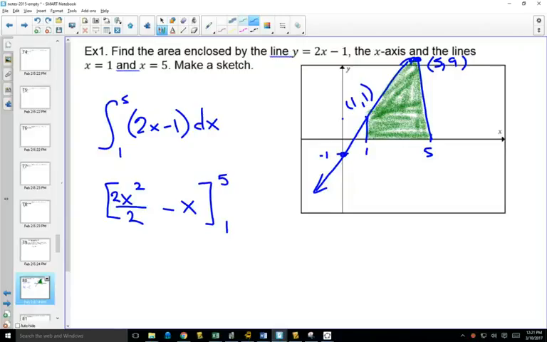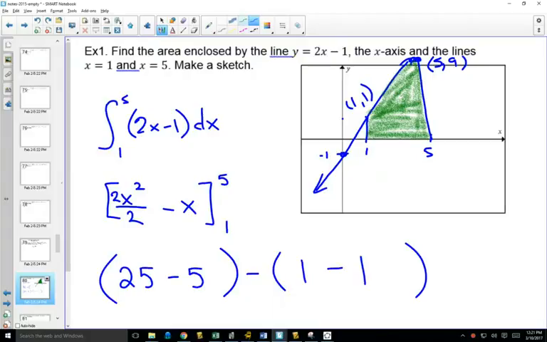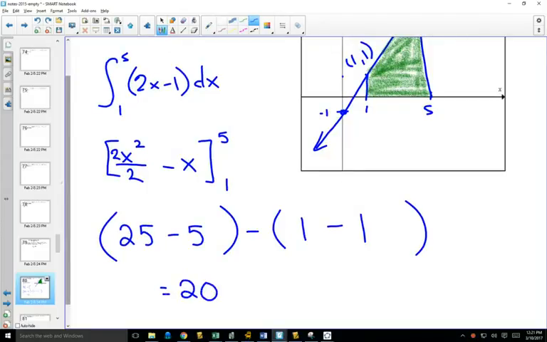The way that we calculate our definite integral is we now plug in 5, then subtract and plug in 1. So plugging in 5, this is going to be 25 minus 5. Plugging in 1 is going to be 1 minus 1. And we get a final area, if you want to add your units squared, 20 units squared. So at any time we want to find the area under a curve to the x-axis, we can use our definite integral to find that.